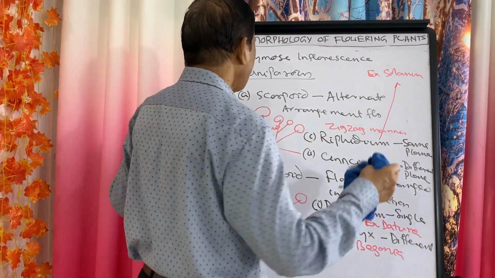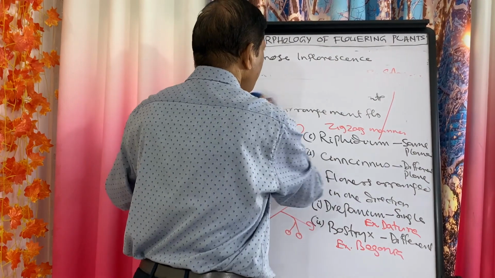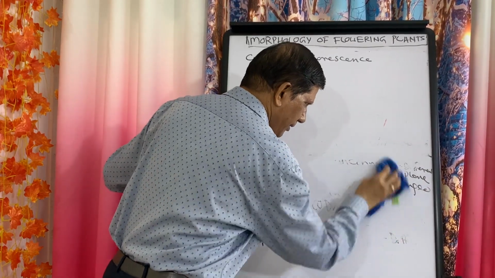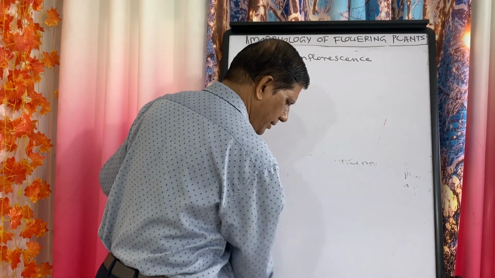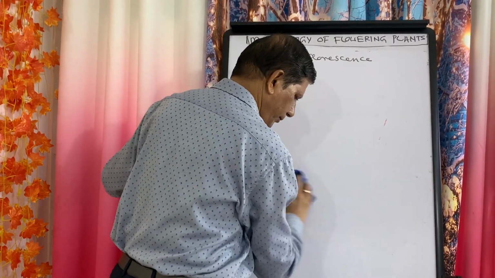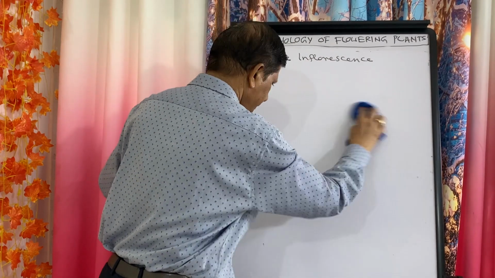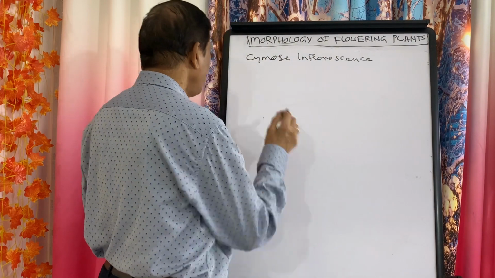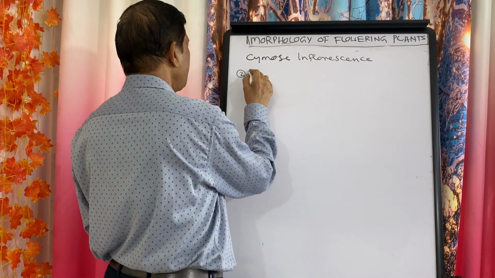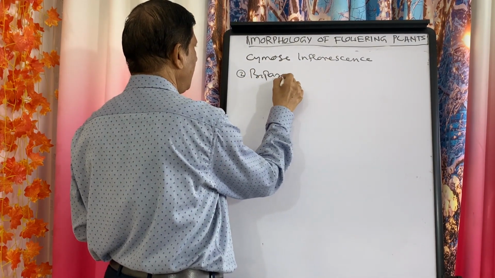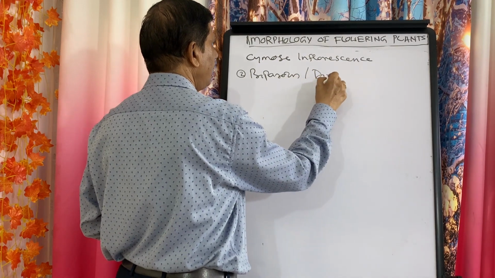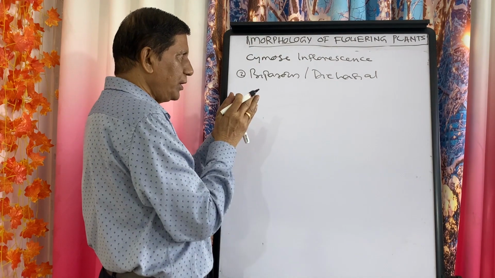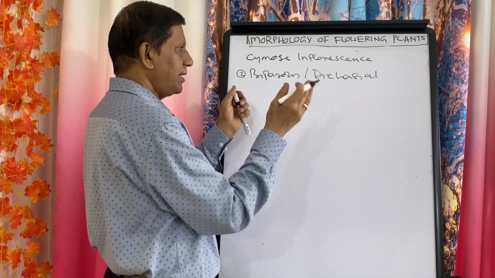Now come to the second type. The second type is biparous, or we can call it also dichasial. So here the two flowers will come at a time.